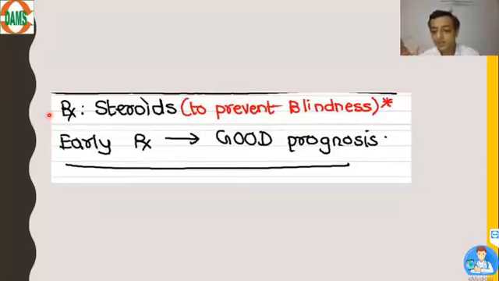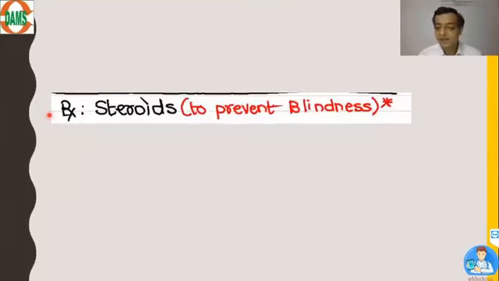Pathergy test positive. Once you confirm the disease, give the steroids, because steroids have got good prognosis and you can prevent the dreaded manifestation, making the prognosis good. Right? So this is what we have here.